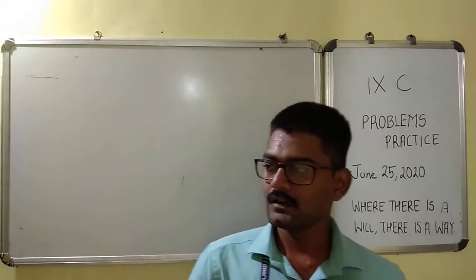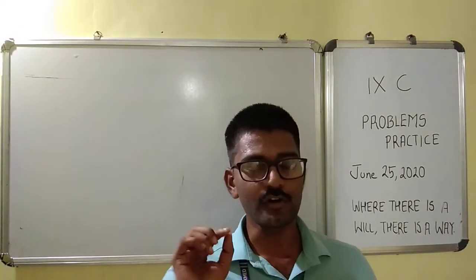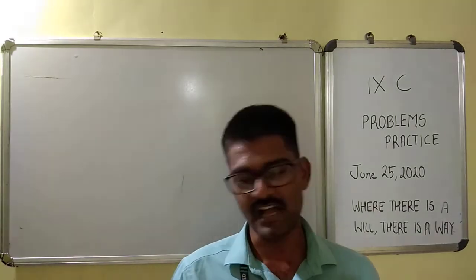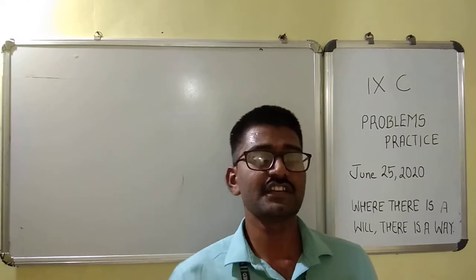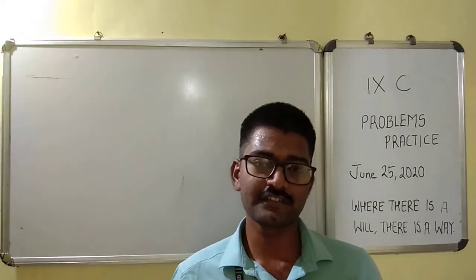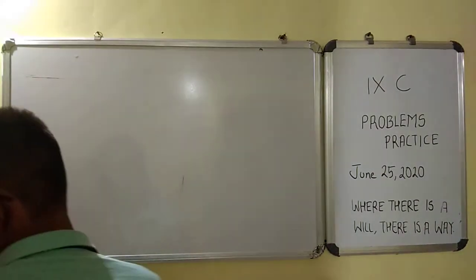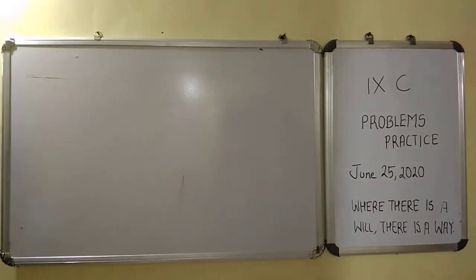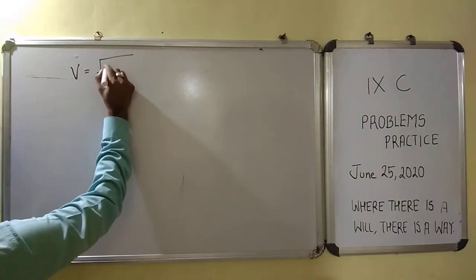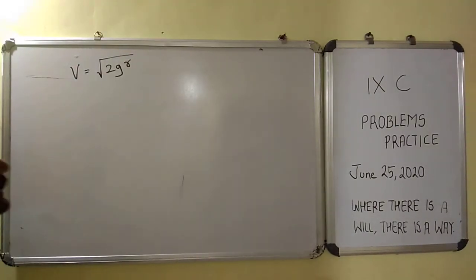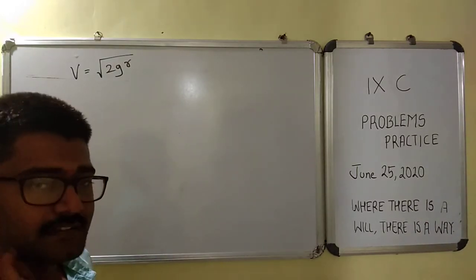See, the earth's escape velocity is calculated by the formula v equals under root 2gr. At any point on the earth's surface, if you go to a height, the escape velocity will be different according to this formula. v equals under root 2gr. We have seen escape velocity in its definition.